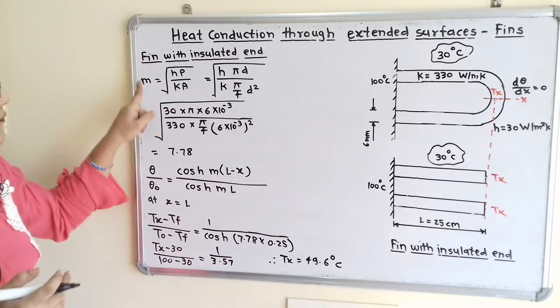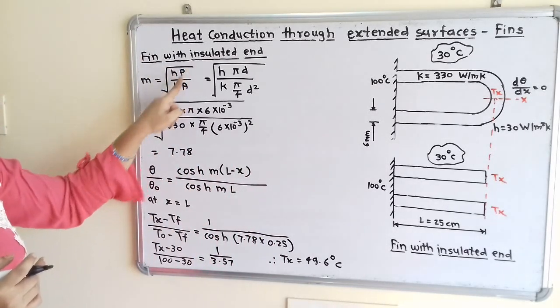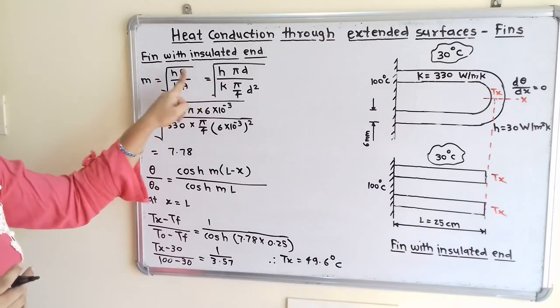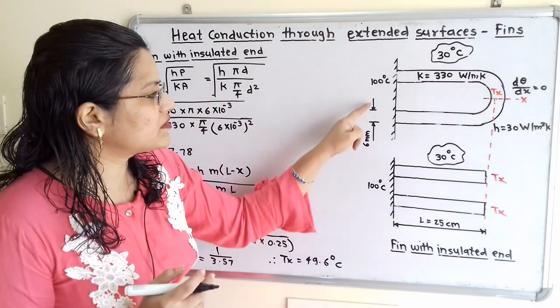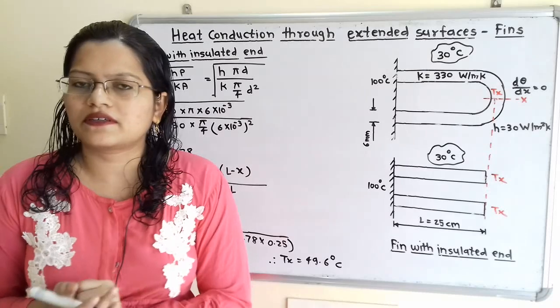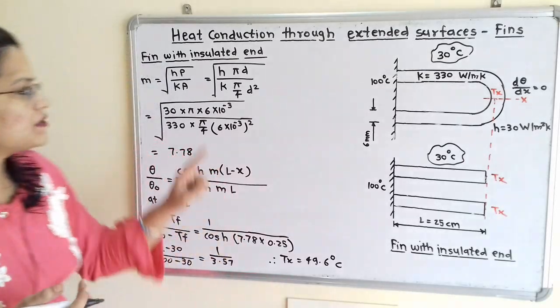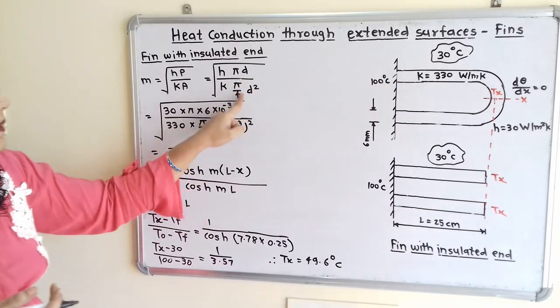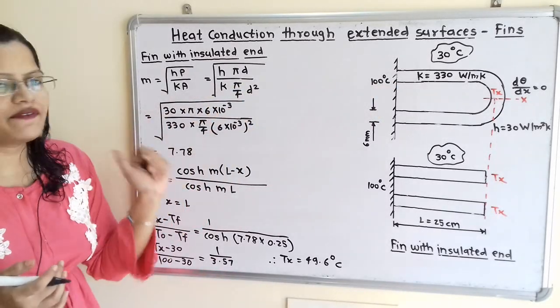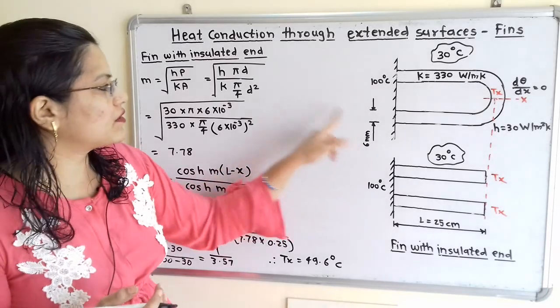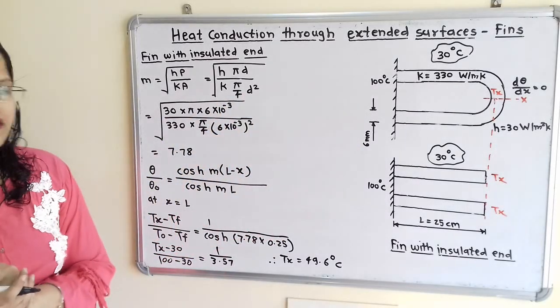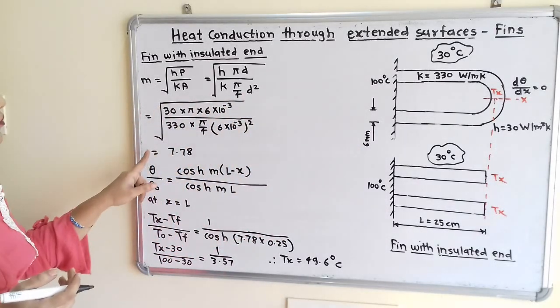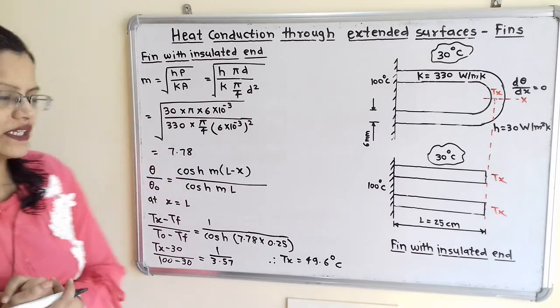The value of m is equal to under root of hP by kA. Here P is the perimeter. This rod is circular because 6 mm diameter is given, so perimeter P is pi into D, K is the conductivity, and area is pi by 4 D square. So we will put the values. D is given in millimeter, so we have to convert it into meter. When we put the values, the answer is 7.78.